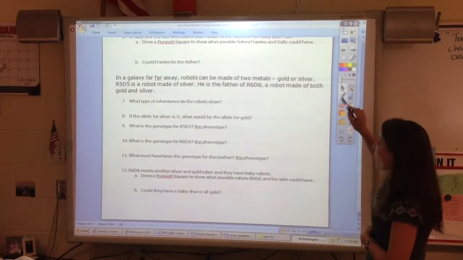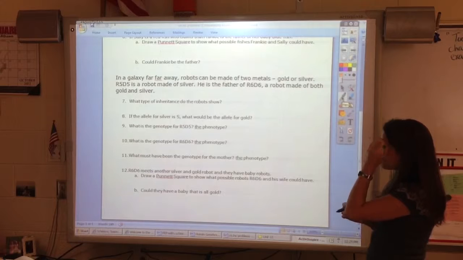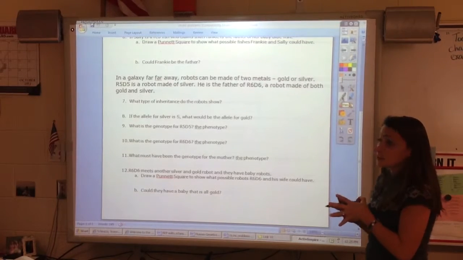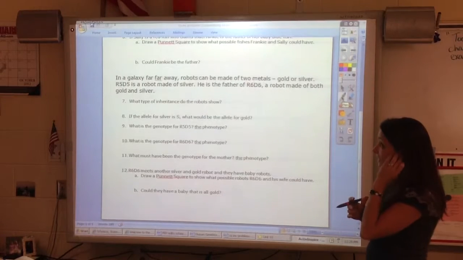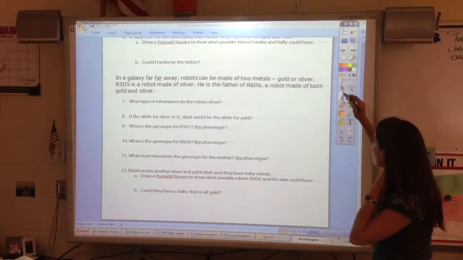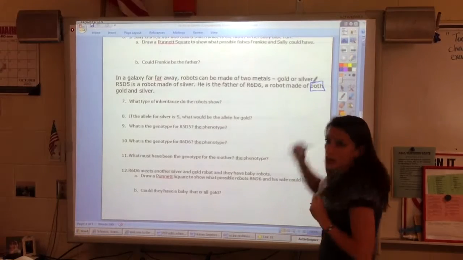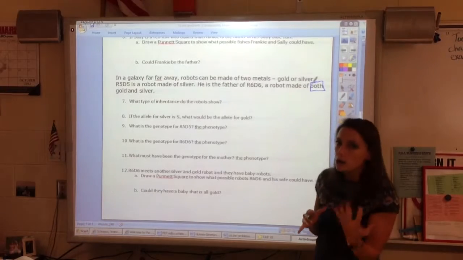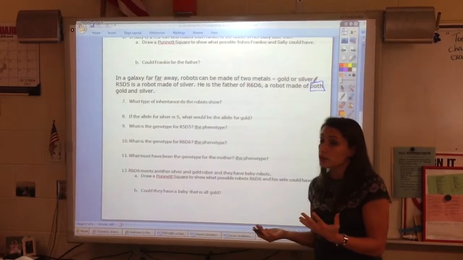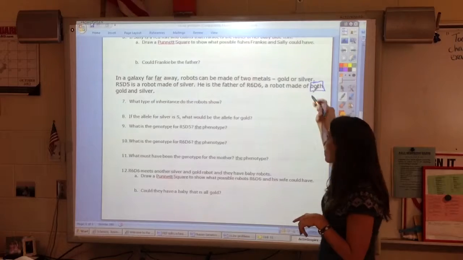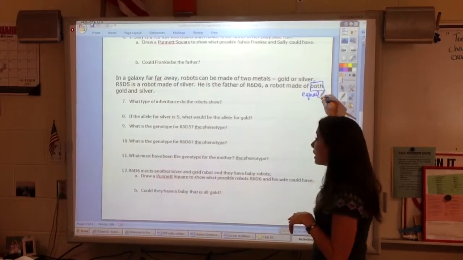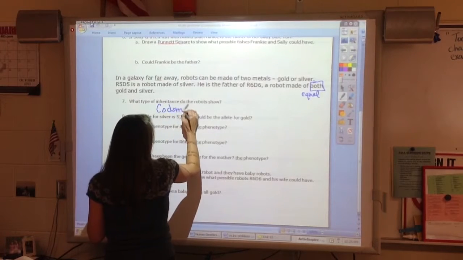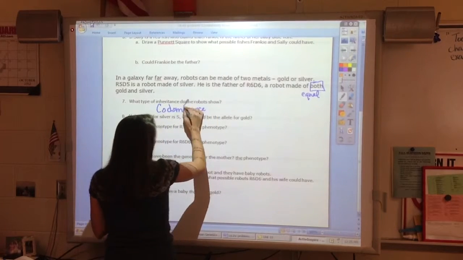In a galaxy far, far away, robots can be made of two metals, gold or silver. R5D5 is a robot made of silver. He's the father of R66, a robot made of both gold and silver. So not a mixture, but part gold, part silver. So anytime I see both or the word equal, I know that this is going to be co-dominant. So this is another type of inheritance.